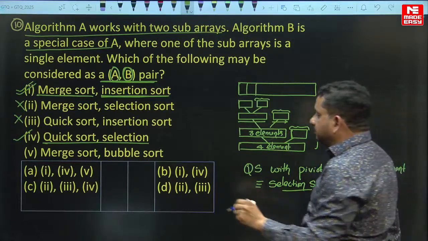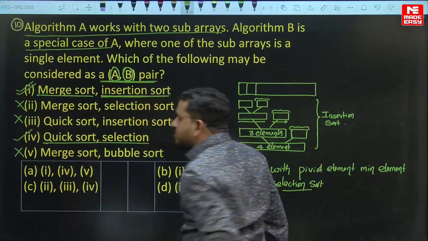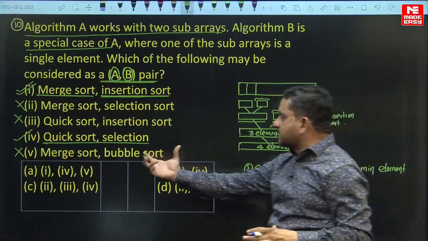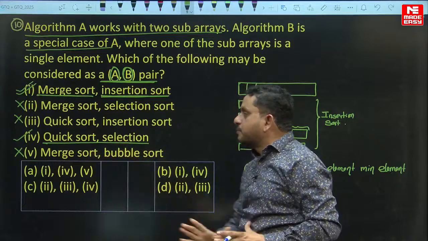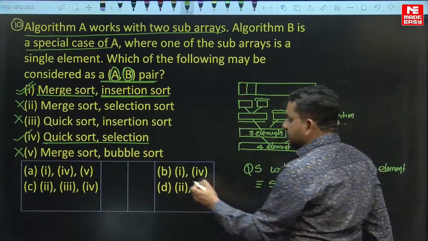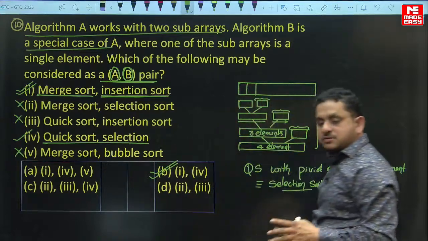So merge sort and bubble sort are not the same. Merge sort merges, whereas bubble sort compares and exchanges adjacent elements. That is not the procedure of merge sort. So statements 1 and 4. The answer to this question is option B.